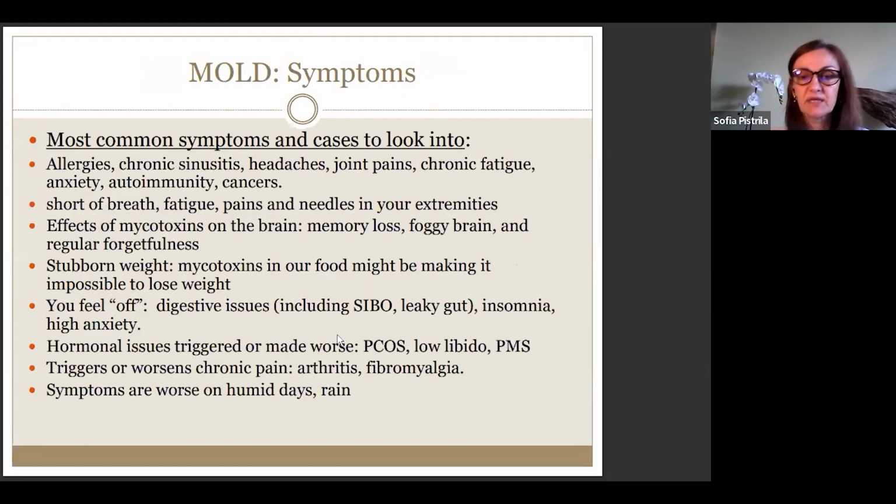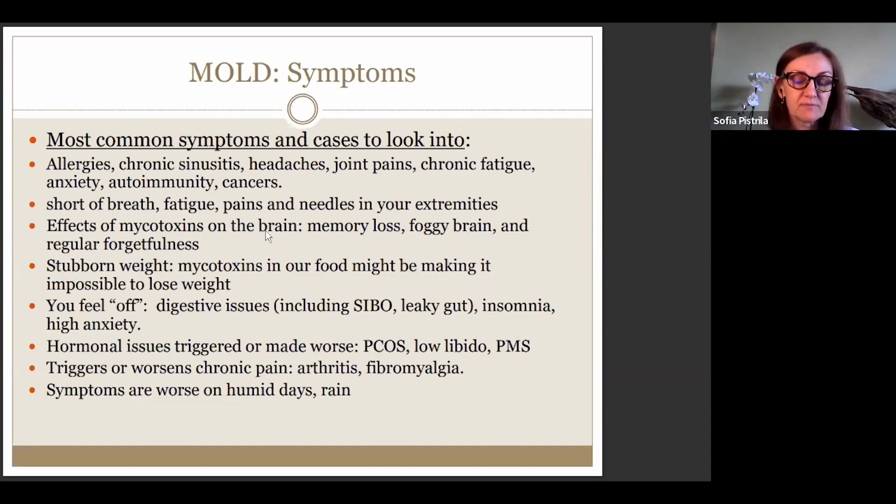Some of the most common symptoms and cases to look for, to know that it's mold: allergies, chronic sinusitis, headaches, joint pain, chronic fatigue, anxiety, autoimmunity, cancers, practically all the clients you're going to get. Shortness of breath, fatigue, pains, needles in your extremities. One I didn't write here, but one of my clients said, and I knew that's a symptom of mold, from time to time, I can't link it to weather, maybe when it's rainy or whatever, I have this sharp pain. It's like somebody stuck a knife in my brain. That's mold. That's absolutely mold.